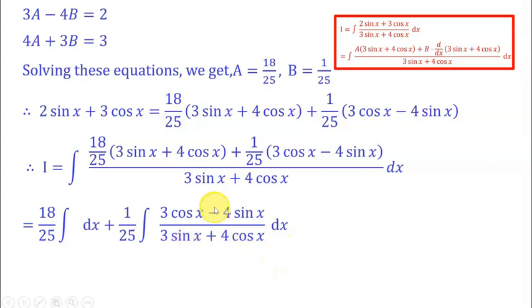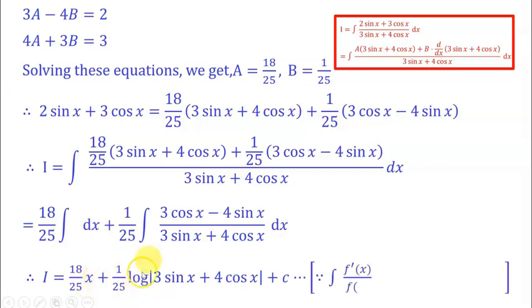If we observe here, this is f dash of x and this is f of x. Now the integration is very easy: 18 upon 25 times the integral of dx, which is x, plus 1 upon 25 times log of mod of 3 sin x plus 4 cos x, plus c. Here we apply the formula: integral of f dash of x upon f of x dx is equal to log of mod of f of x plus c. That arrangement is very important: the numerator is equal to a into the denominator plus b into the derivative of the denominator. And this is the answer.